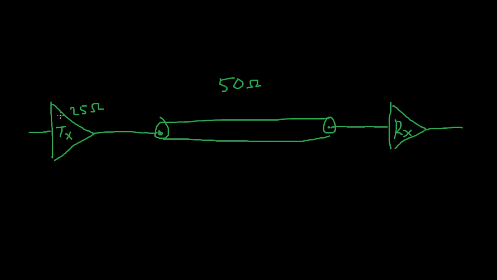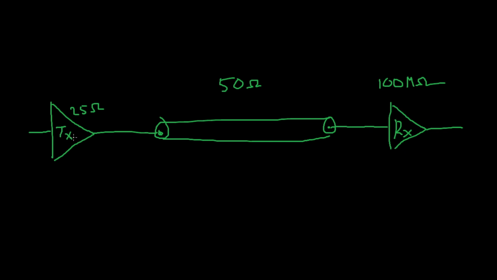So in this case, we have a 25 ohm transmitter, a 50 ohm transmission line, and at the distant end, we have the input of a CMOS device. And that's typically going to be measured in mega ohms. So let's just go ahead and call that 100 mega ohms. So this is a huge resistance on the distant end.